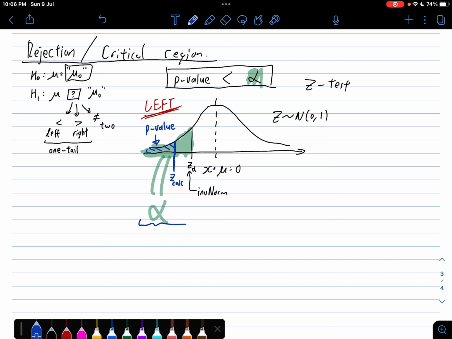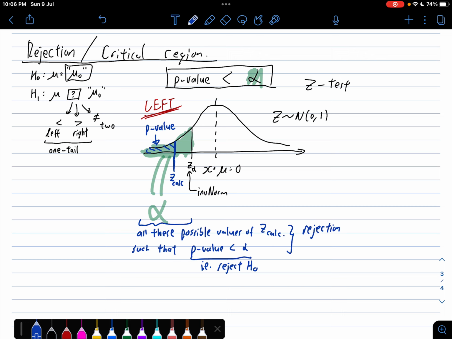All these possible values of z calculated such that p-value less than alpha, i.e. reject H0, i.e. the rejection region. This is also known as a rejection region or critical region. They come in many different names. Rejection region or critical region. The answer is set notation.